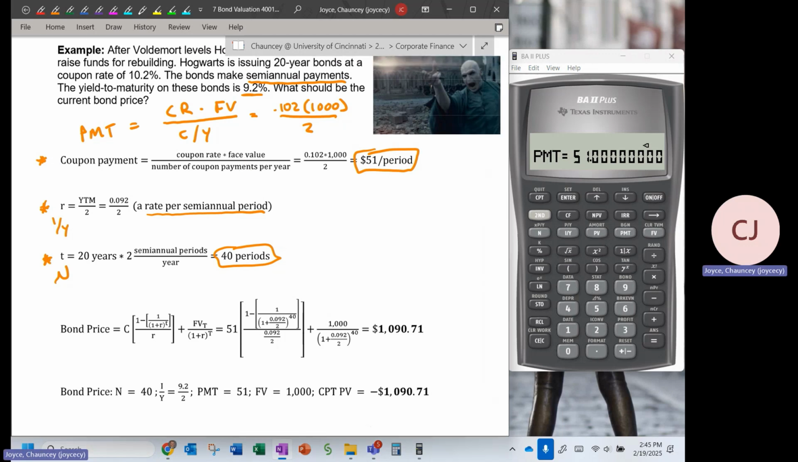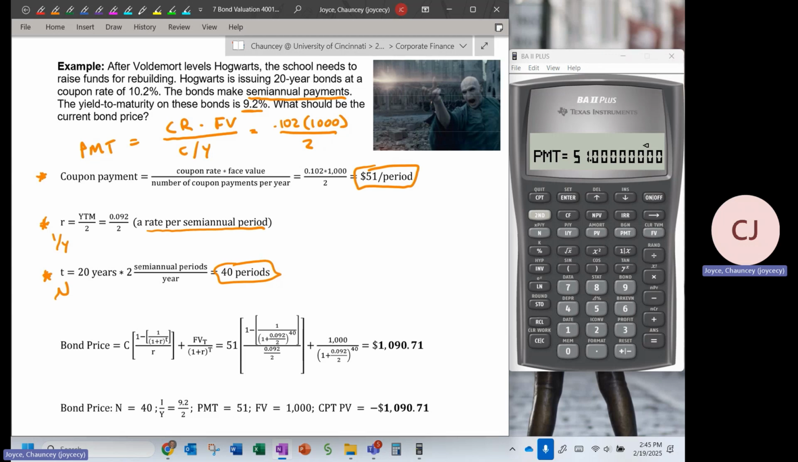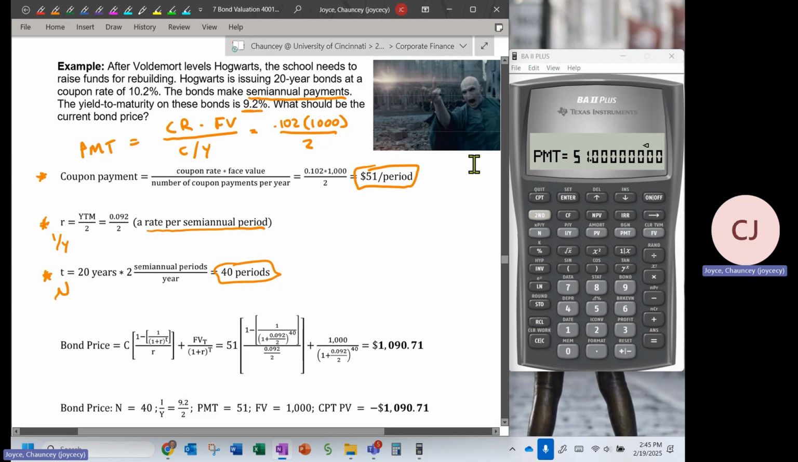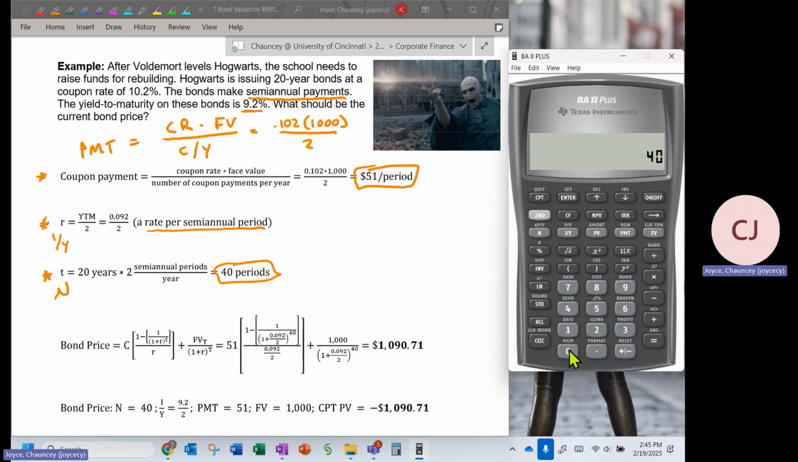Next, let's scroll back up a little so we can see it. We have our PMT payment. We have a 20-year bond, but since it's semi-annual, we're going to multiply that 20 by 2 to get 40 periods. Yield to maturity is 9.2. That's an annual percentage rate. When we divide it by 2, that's a yield per period. So I am consistent now in terms of timing. We have 40 periods, my yield to maturity per period is half of that annual percentage rate for a semi-annual bond, and the magnitude of payment. The only thing we have left to type in is our face value of 1,000.